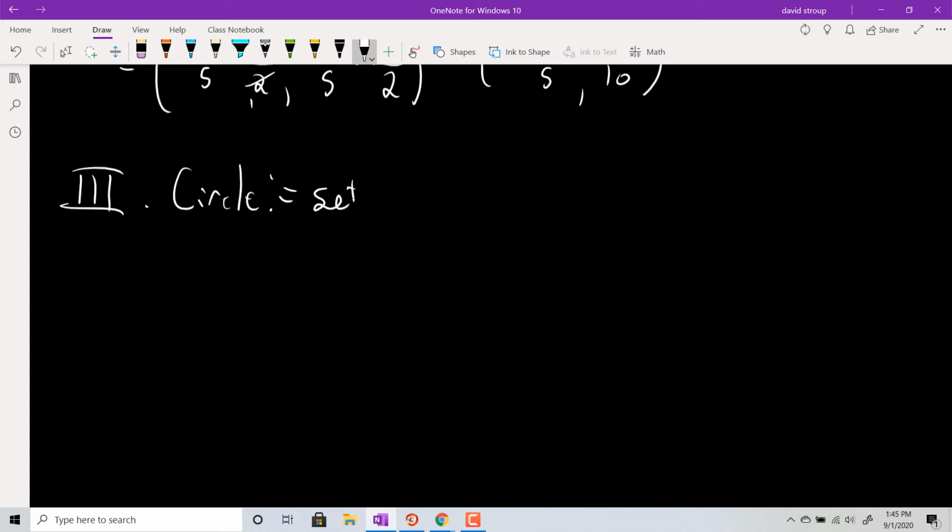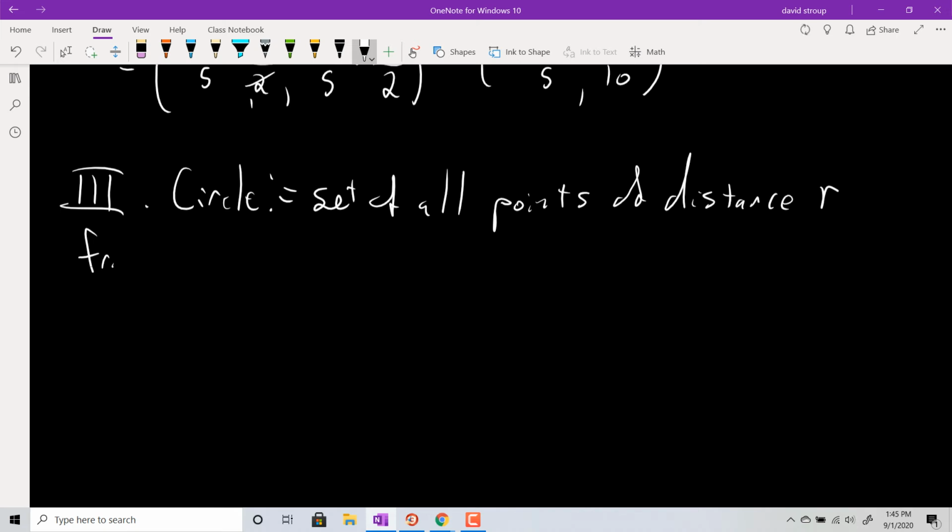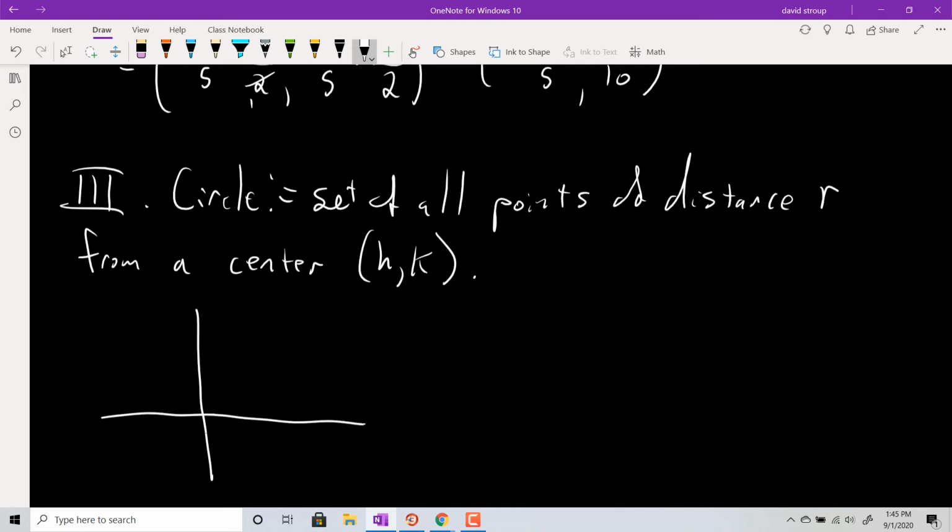So it's a set of all points of distance r, the radius, from a center point, which they usually call h comma k for some reason. Okay, so the picture then, we have our h, k right here. It's a set of all points that are some fixed distance away. Okay, so some fixed distance r.